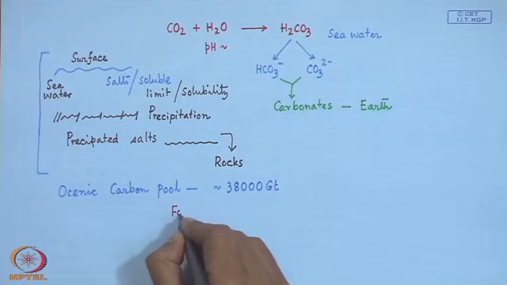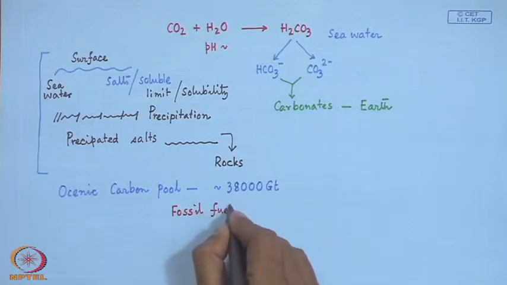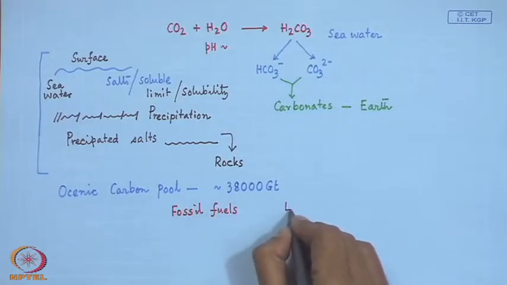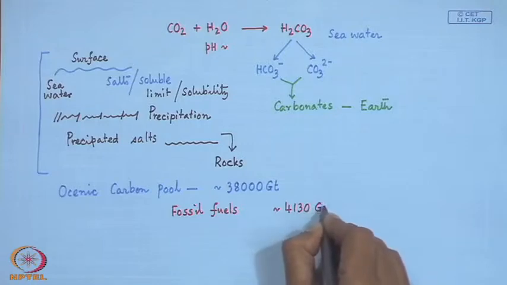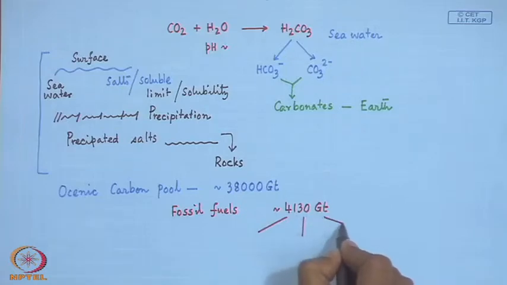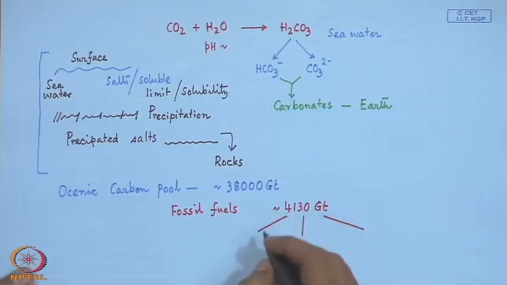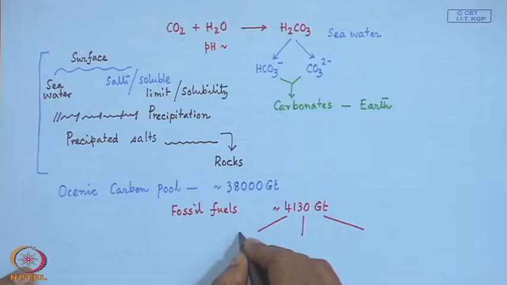we can have the fossil fuels, which have a store of about 4130 gigaton. So, it includes all the different categories, because if we consider this as the oceanic carbon pool, from the land we are basically getting out the coal, but from this entire carbon pool we can have the percentage-wise contribution of the different constituents.